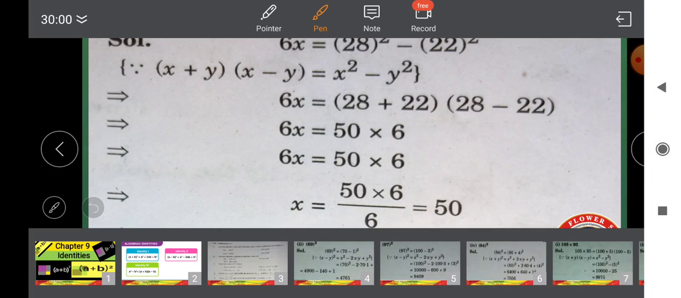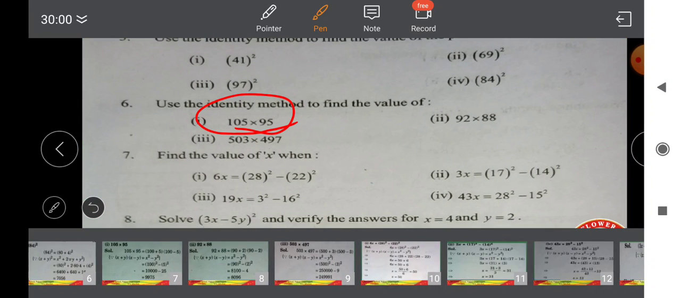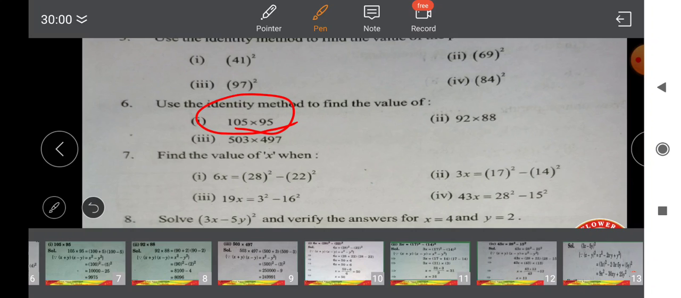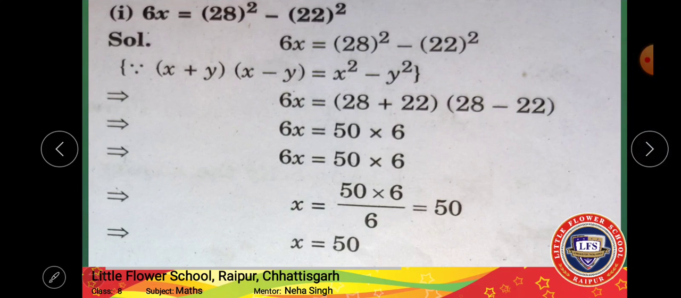Now next question is, find the value of x. Now an equation is given. By solving that equation, we will find the value of x. Okay, the first equation is 6x equals 28 square minus 22 square.